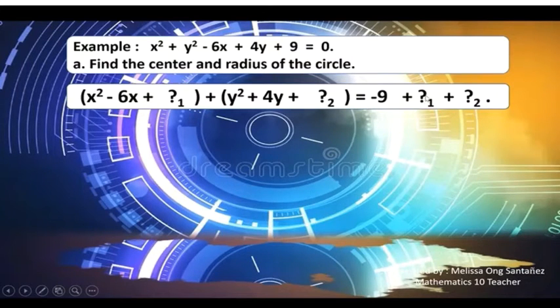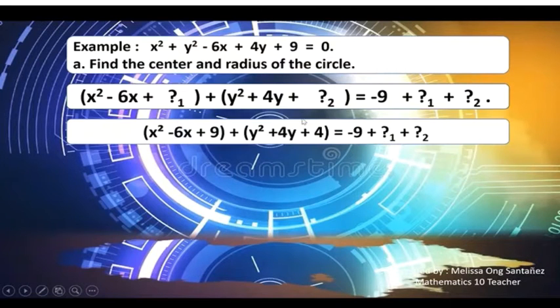Okay, and for the y values, let's go to the y terms, y squared plus 4y. Our coefficient of y is 4. Now divide positive 4 by 2. 4 divided by 2 will give you 2. Now square it. 2 squared will give you 4. So you now have 4 here. So let's flash it here. So that's what you will get.